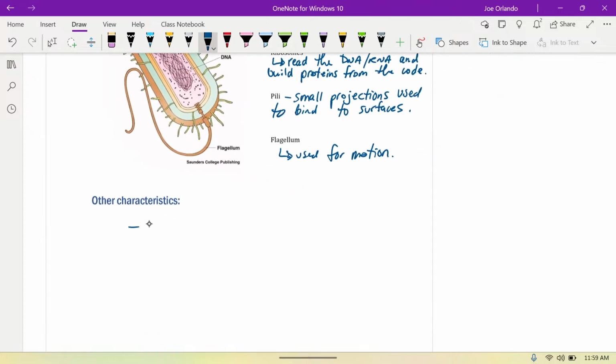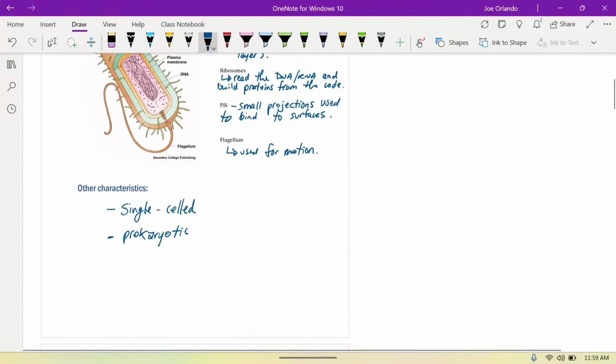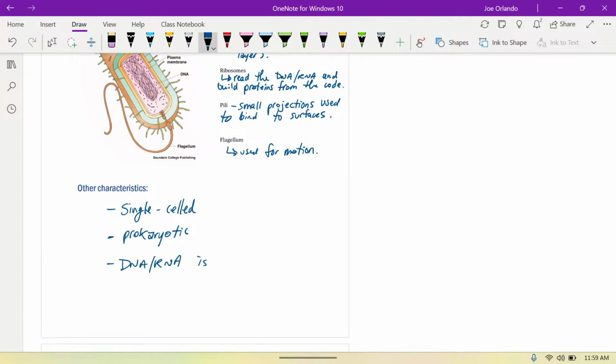Other characteristics, well, like we said, they're always single-celled. They're prokaryotic. The DNA or RNA is in a loop called a plasmid in the cytoplasm. So it's got no protection except the protection of the cell itself.